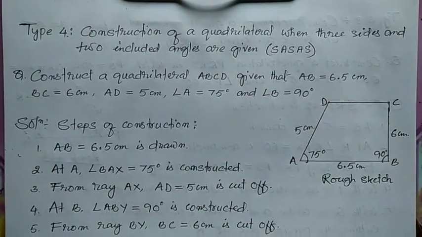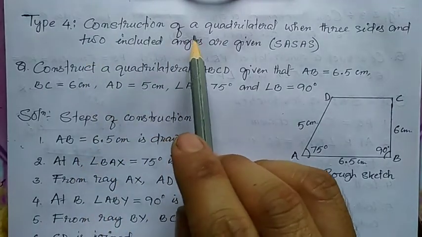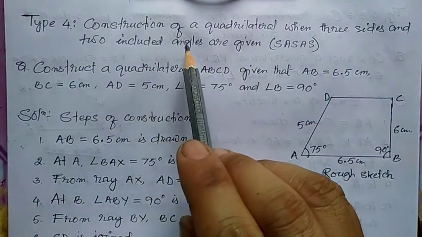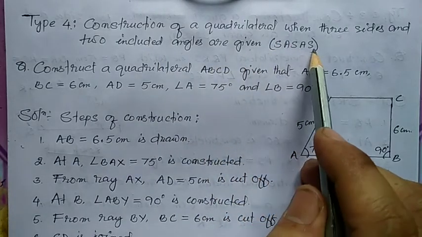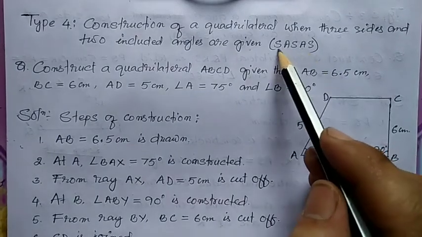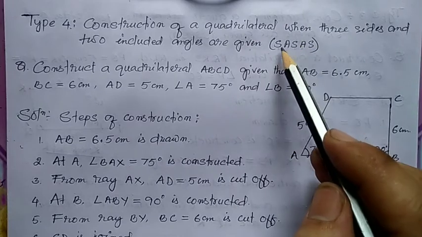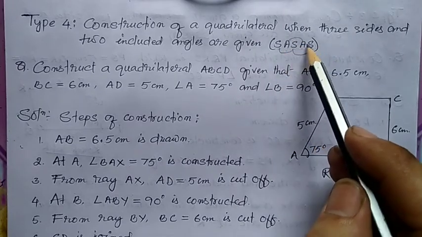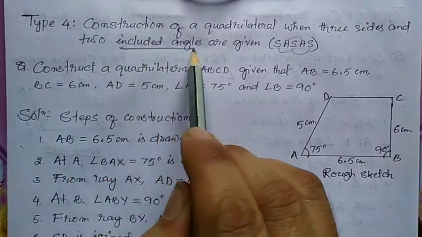The next type is type 4. Construction of a quadrilateral when 3 sides and 2 included angles are given. Here it is SA, SA, S. S and A are not consecutively repeated. You can see after S, A, again after A, S, then A, S. Altogether we have 3S and 2A. 3 sides, 2 angles. But these 2 angles are included angles.